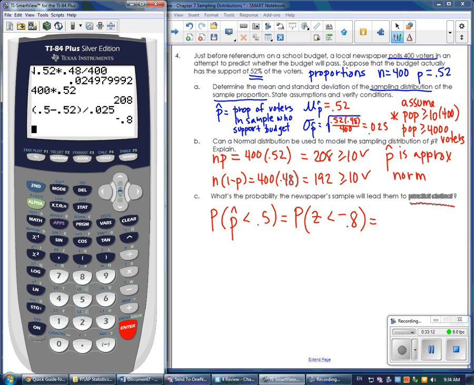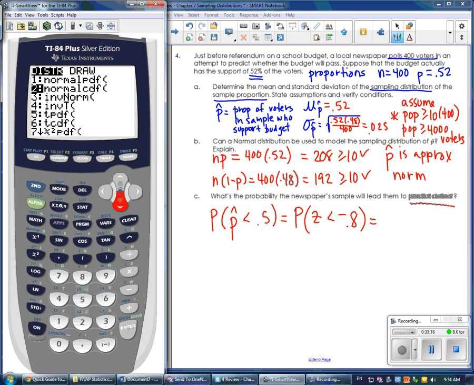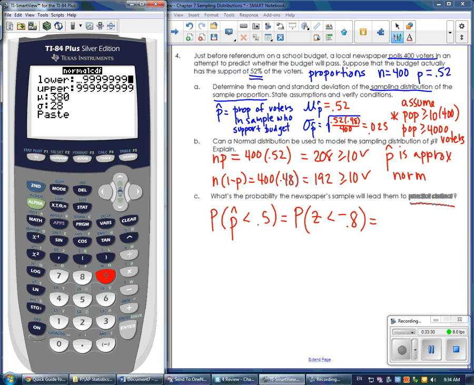Now if I use my normal CDF, because I'm using my normal distribution, my lower bound, since I'm looking at a less than, is going to be negative infinity, so negative 9999999. My upper bound, depending on if you're using p hat or z, I'm going to use my p hat values. So my upper bound for p hat would be 0.5. And remember, when you're dealing with p hat, all of the numbers you use related to p hat should be between 0 and 1 because you're dealing with a proportion.